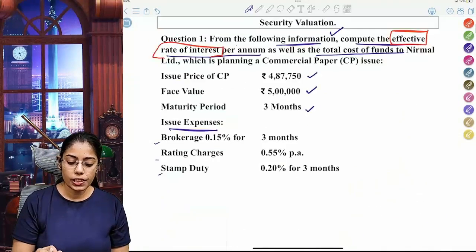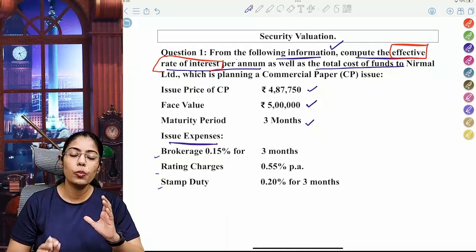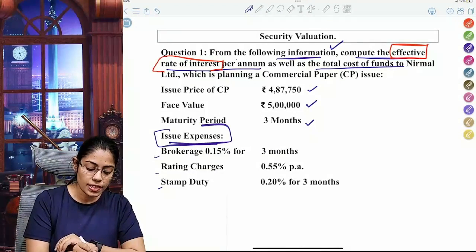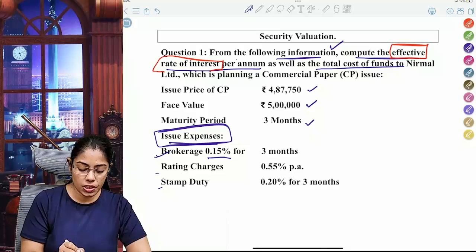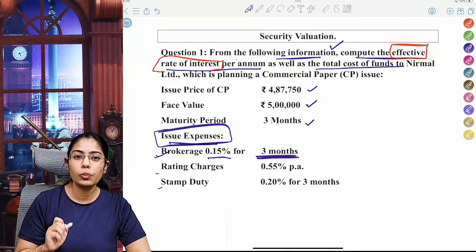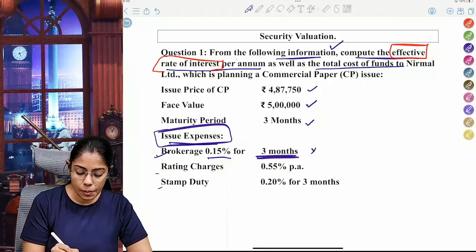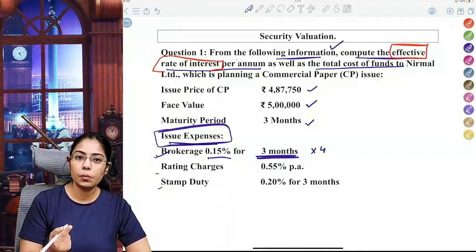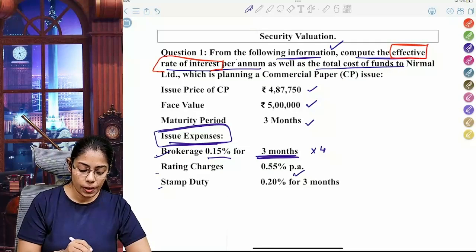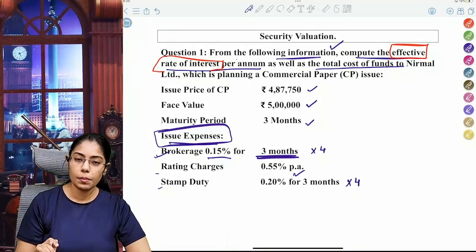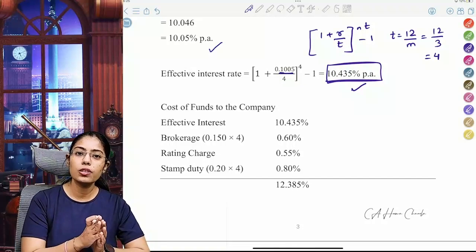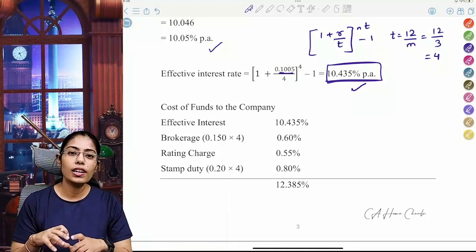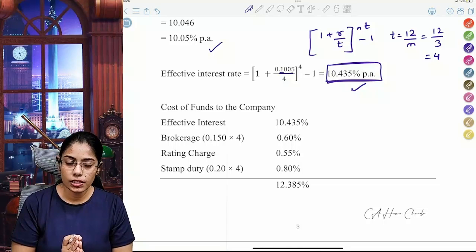Now you have to calculate the total cost. Besides interest, you will also have to bear some issue expenses. The brokerage is given as 0.15% for 3 months, so you will calculate the per annum rate by multiplying by 4. Rating charges are given per annum, and stamp duty is given for 3 months, so you will again convert it to per annum by multiplying by 4. These will be the total issue expenses. You will add the interest cost and all the issue expenses. Combined, these will be your total cost for the commercial paper.